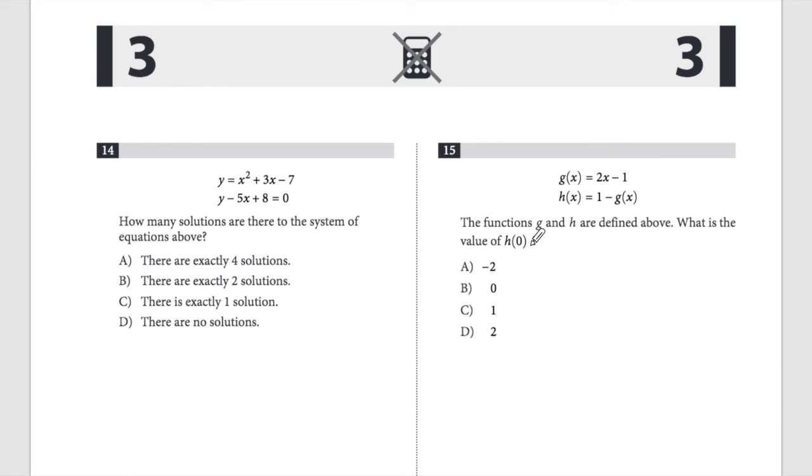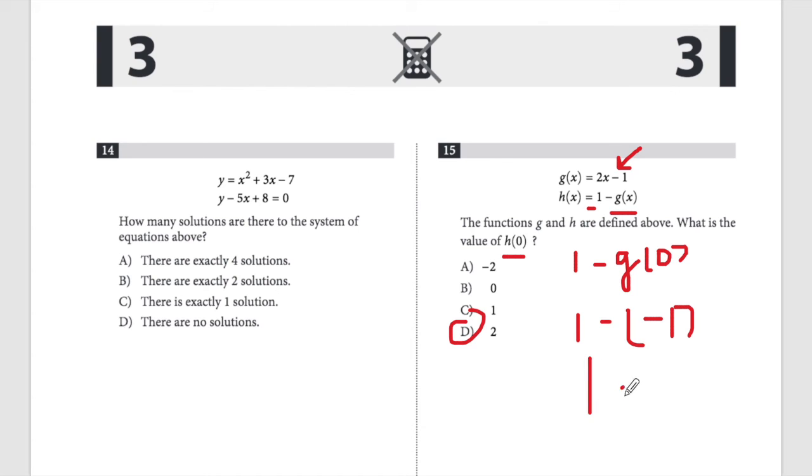Okay, so the functions g and h are defined above. What is the value of h of 0? So h of 0 is basically 1 minus g of 0. And if I put 0 here, I'm going to get 0 minus 1, which is negative 1. So 1 minus negative 1 is basically 1 plus 1, which is 2. Okay?